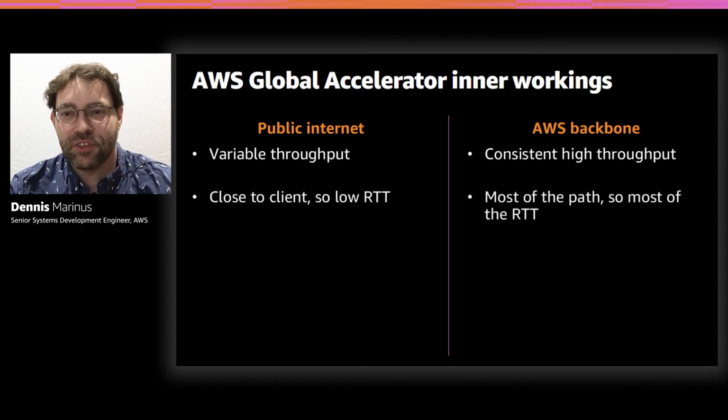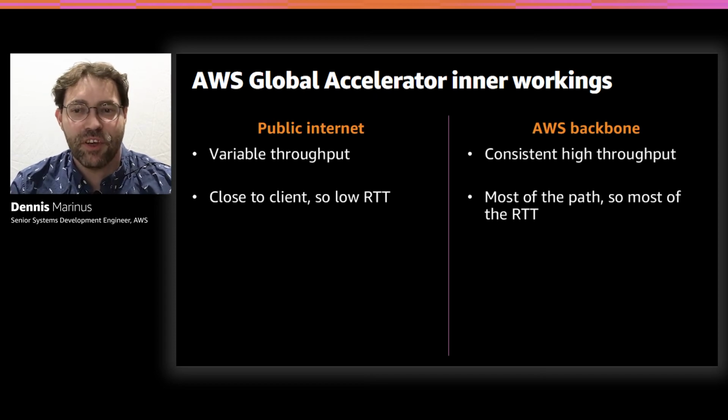Because of the many locations that AWS Global Accelerator is present in, we are generally very close to the internet client, and this results in a very low round-trip time between these two systems. Because most of the connection is going over the AWS backbone, most of the round-trip time is now spent between AWS Global Accelerator and the AWS region. It's not uncommon to see the AWS backbone being anywhere between 75 and 95% of the total connection path.